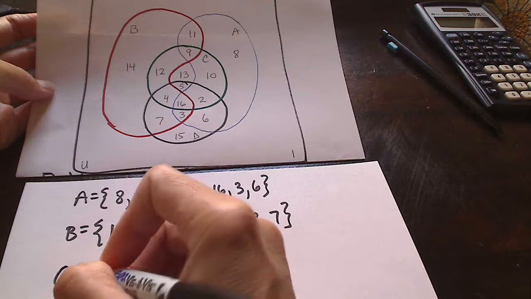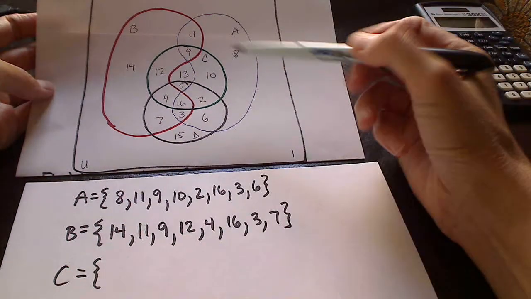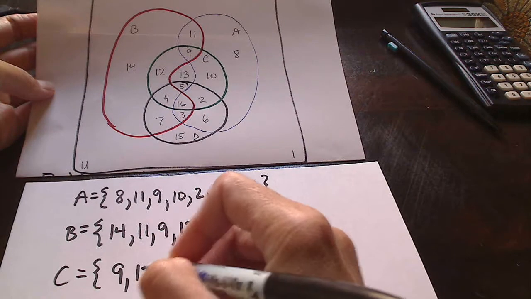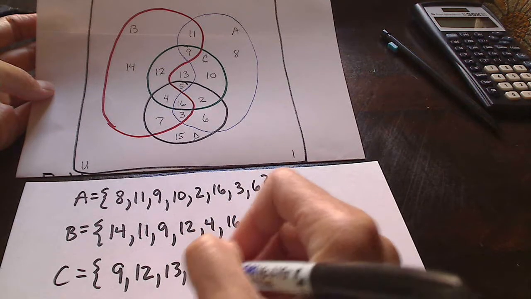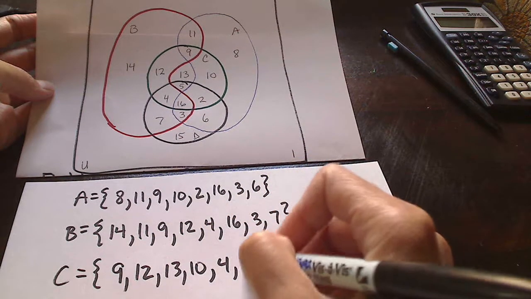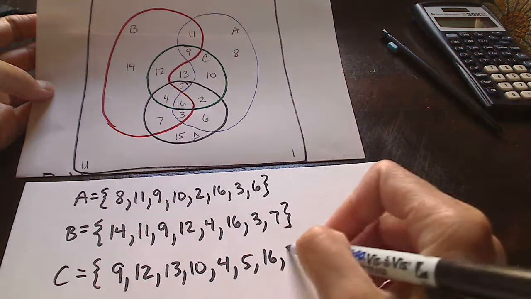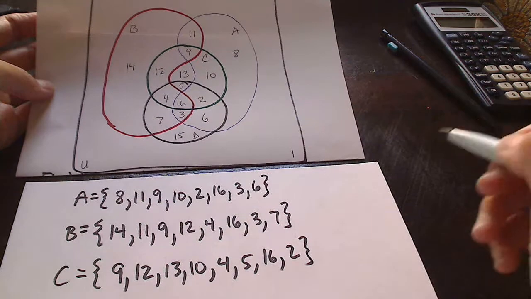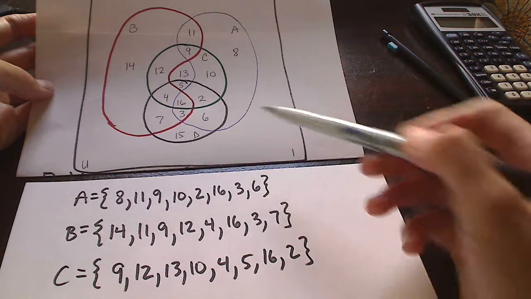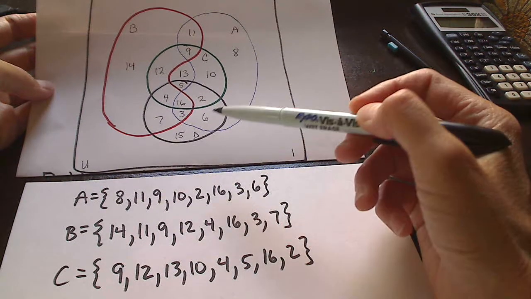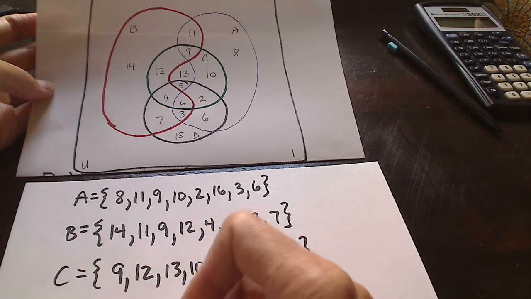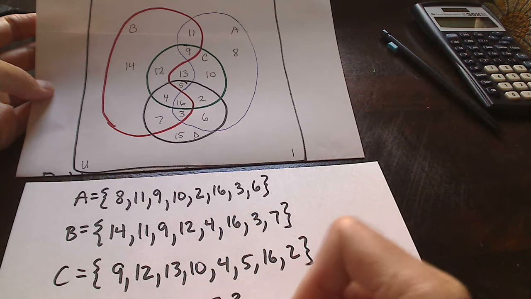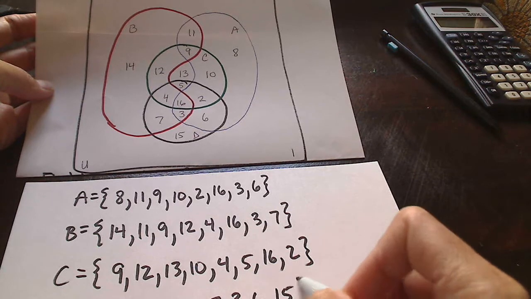Okay. So in set C, that's everything inside the green circle there, I see a 9, a 12, a 13, a 10, also a 4, a 5, a 16, and a 2. And then in D, region D, which is the black region here, I see a 5, a 4, a 16, a 2, a 7, a 3, a 6, and a 15.